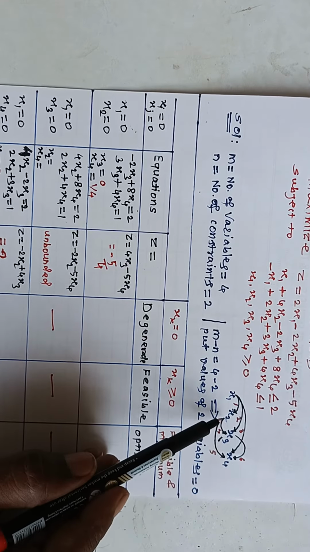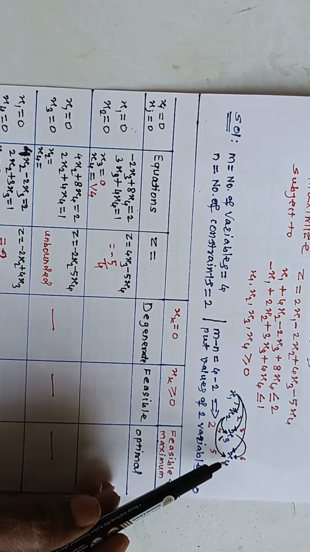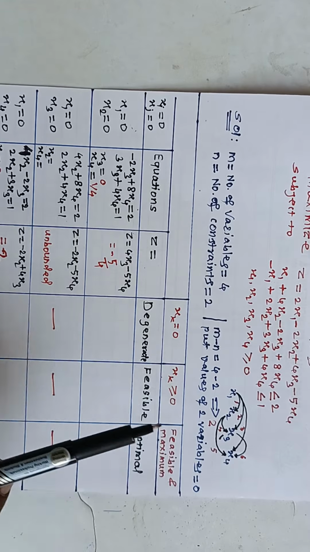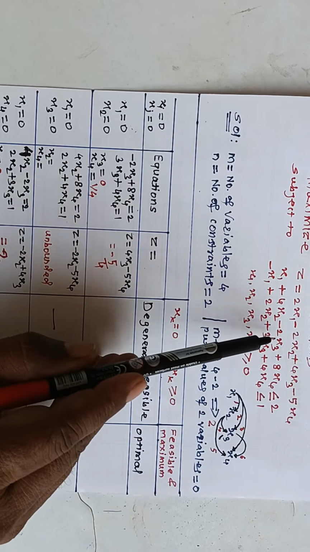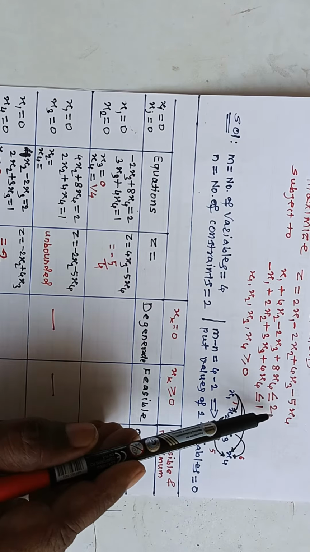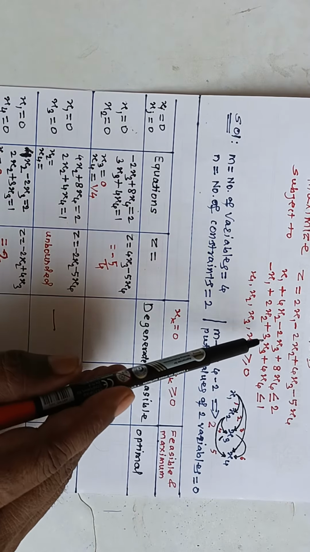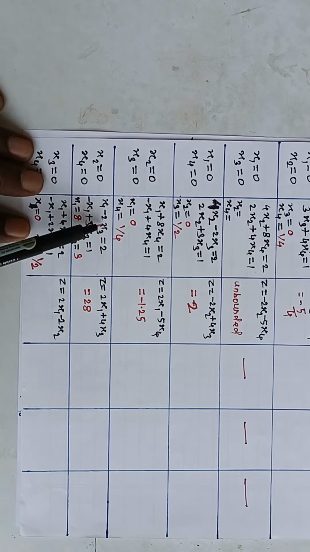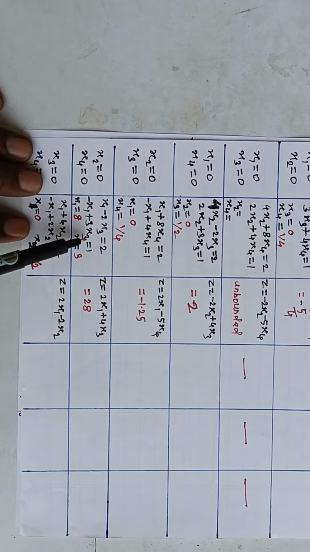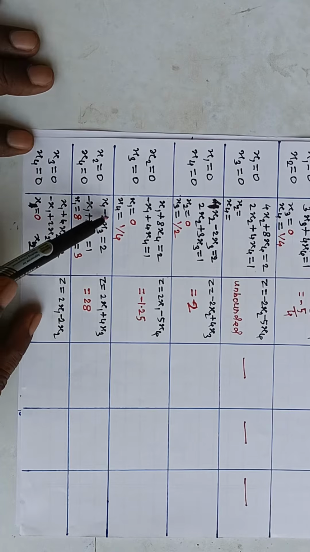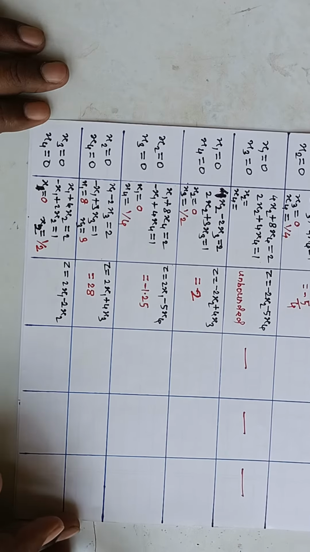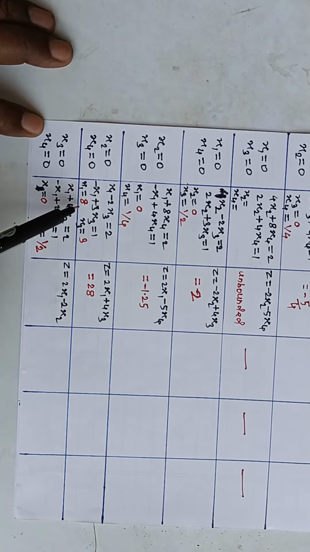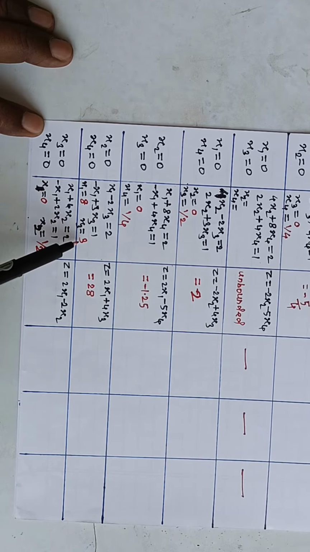x2 and x4 are 0, so we have non-zero terms containing x1 and x3. So x1 minus 2x3 is equal to 2 and minus x1 plus 3x3 is equal to 1. Solve these two equations simultaneously or by using calci. We will get x1 is equal to 8 and x3 is equal to 3.